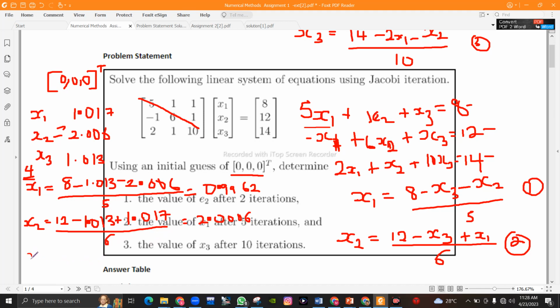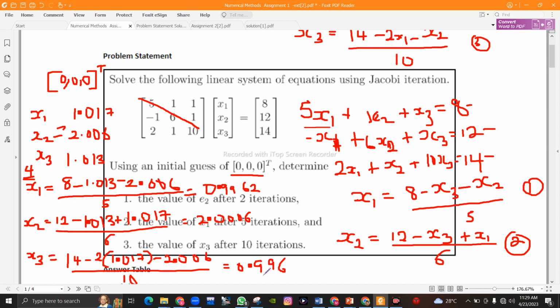Do the same to our x3. Our x3 is 14 minus 2x1. That's 2 into x1. What's our x1? 1.017. Then minus x2. What's our x2? Our x2 is 2.006. Then divided by 10. If you calculate this also, you should get 0.996. So you see the values are converging. This is trying to converge to 1. This is trying to converge to 2. This is trying to converge to 1. And that's the actual solution. That's where it is converging to.